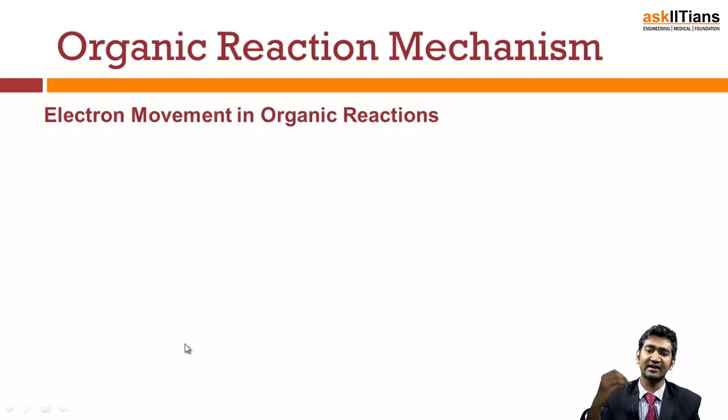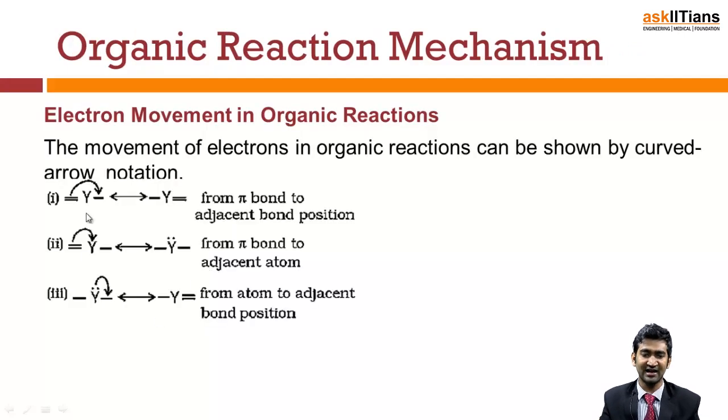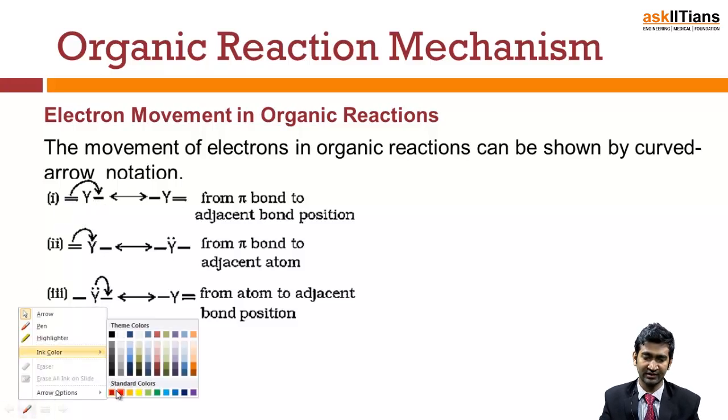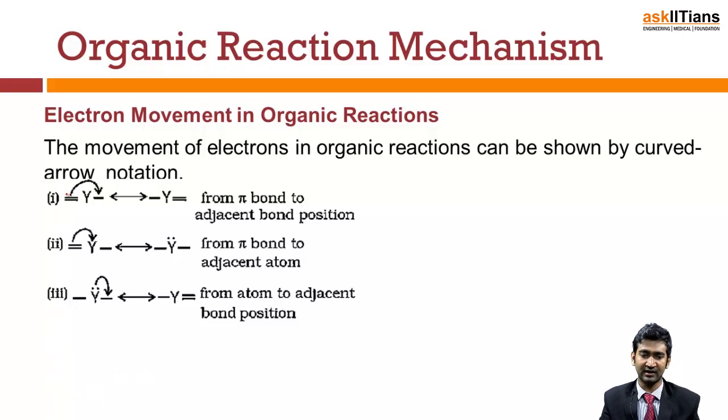Now, electron movement in organic reactions. They go this way. Here I have a double bond and a single bond. It can also be the case that the two electrons in this bond break up and get transferred to this single bond, and now it has acquired this configuration. So from pi to the adjacent bond position, movement also takes place.